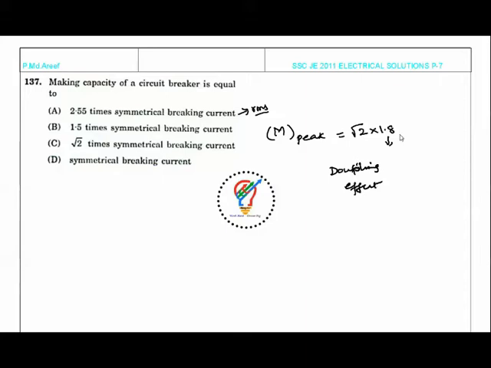effect. So 1.8 into symmetrical breaking current. So if you multiply this, the making capacity is going to be 2.55 times that of symmetrical breaking current. The answer is A here.